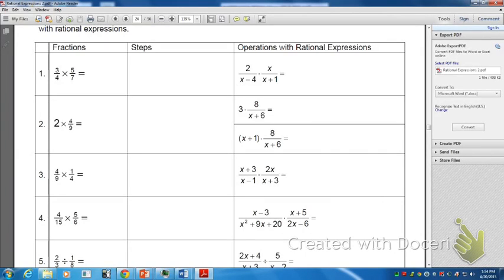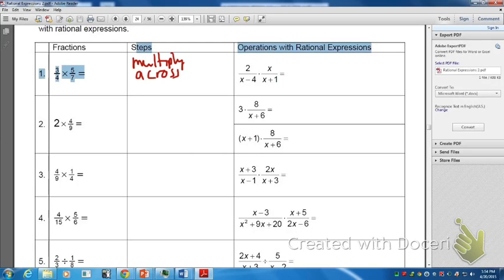Okay, so we're going to take a look. Let's take a look at number 1. That is just your basic, when did you learn to do fractions? Elementary school? Yes. How did you learn how to multiply fractions? You multiplied straight across, right? You multiply across, right?